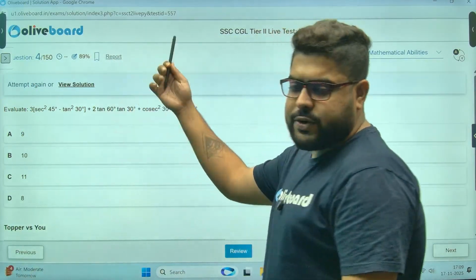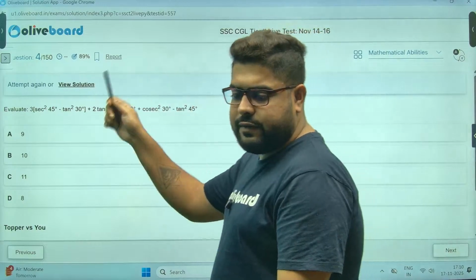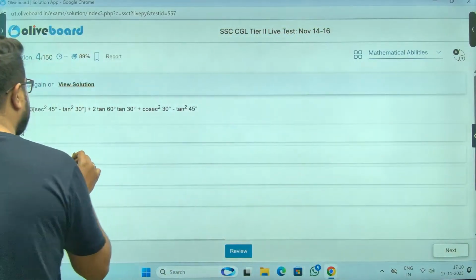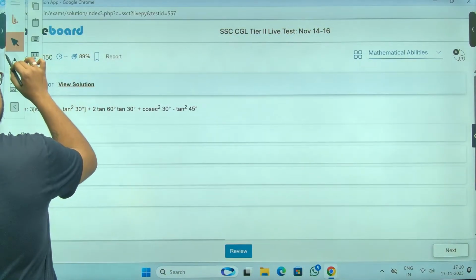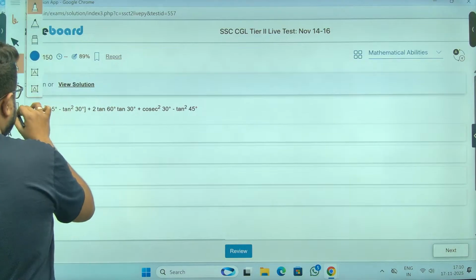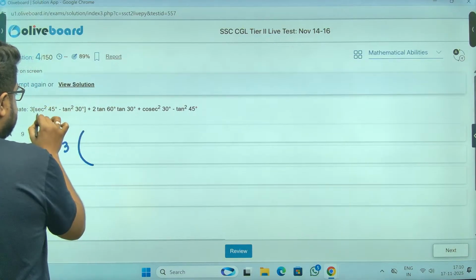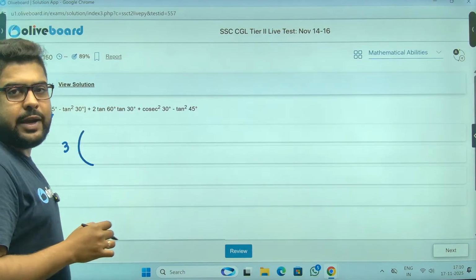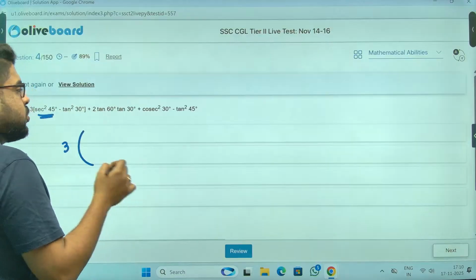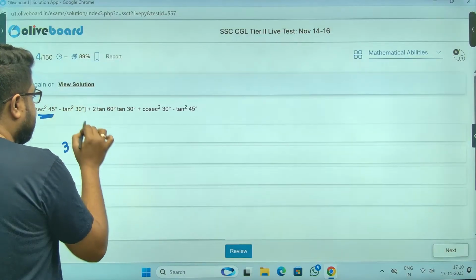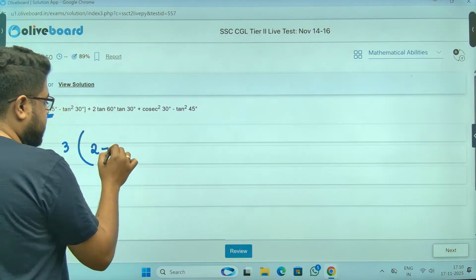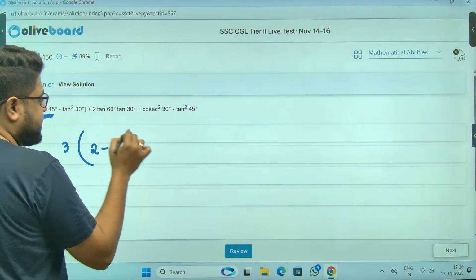Sir, again, you just need to put the formula. You see, 30, 45, every value we know. Chalo, banate hain, sir. Sec 45 degree. Cos 45 is 1/√2, so sec 45 is √2, and its square is 2. Tan 30 is 1/√3, so its square is 1/3, because everything is squared.